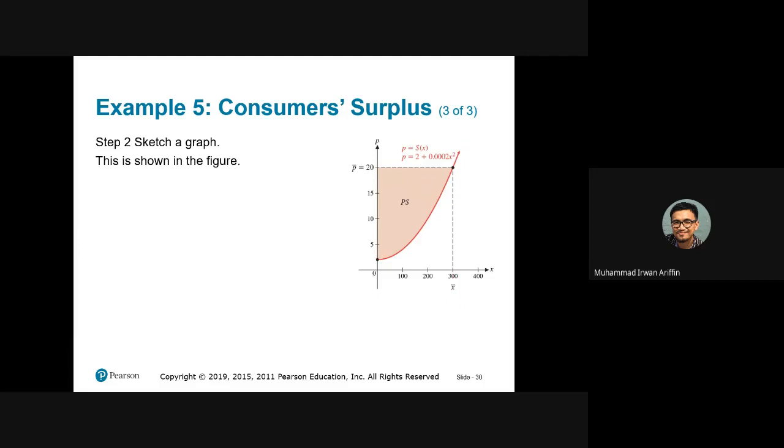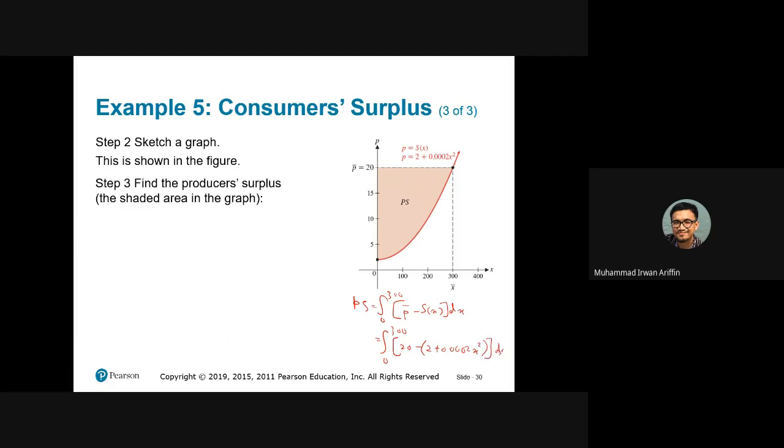And this is our supply equation. To find the producer surplus, it will be from 0 to 300, and we know it will be P bar minus the supply equation. So this gives us, from 0 to 300, our P bar is 20 minus, so be careful, 2 plus 0.0002 x squared dx. Be careful because this is a negative sign. When you do that carefully, 20 minus 2 would be 18, and this becomes negative.